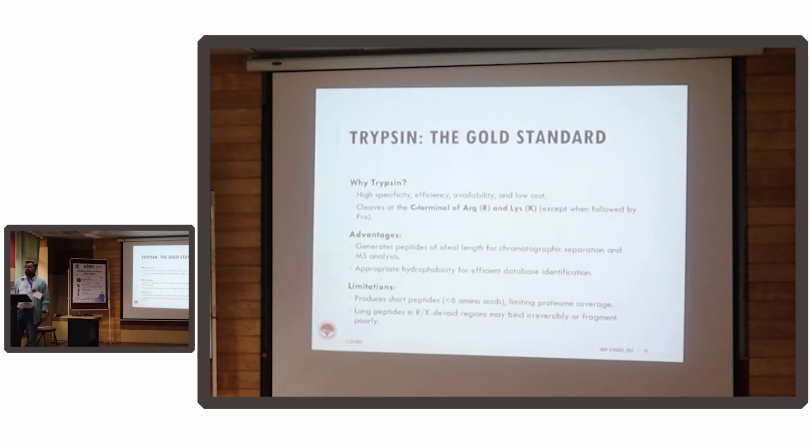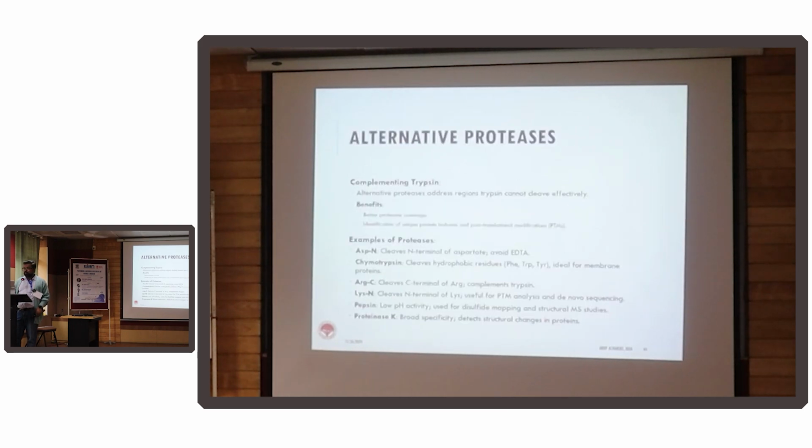But what if your experiment does not work with trypsin? You have some alternative proteases. We have ASPN, chymotrypsin, arginine C, lysine N, pepsin, proteinase K. So you also have some specialty ones. So it's not that you have only one way to work with. There are multiple ways and methods.